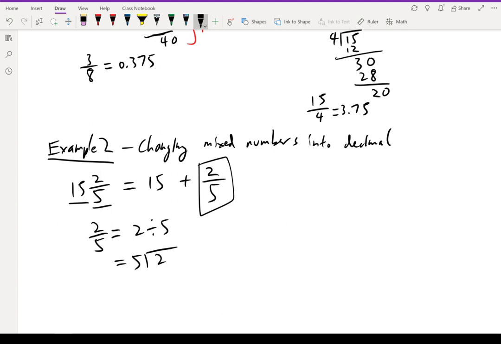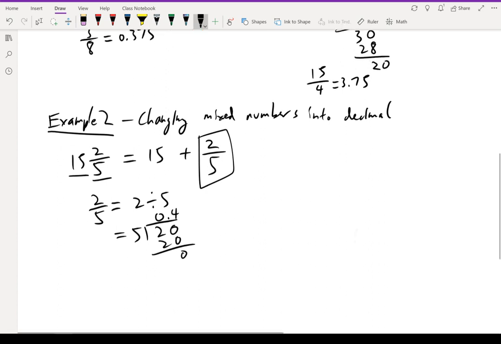5 goes into 2 0 times, and then we add a dot, we add a 0. 5 goes into 20 4 times to get 20, and that's it. And so that is the same as 0.4. And then I can write my whole statement. 15 and 2 over 5 is the same as 15 plus 0.4, which is 15.4. Done. It is actually more simple than you think.